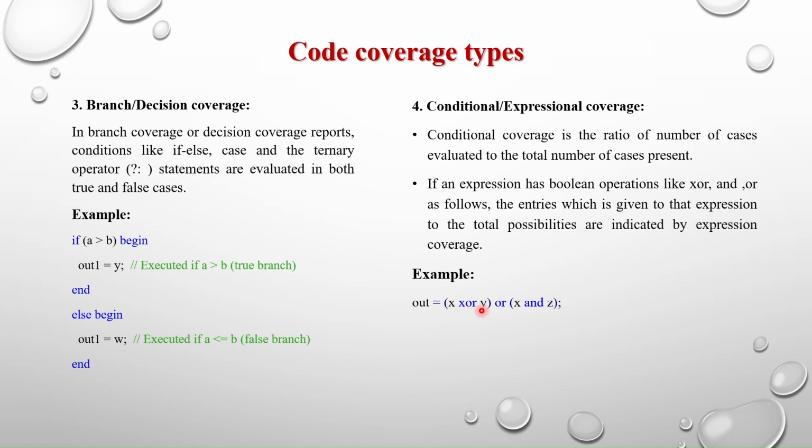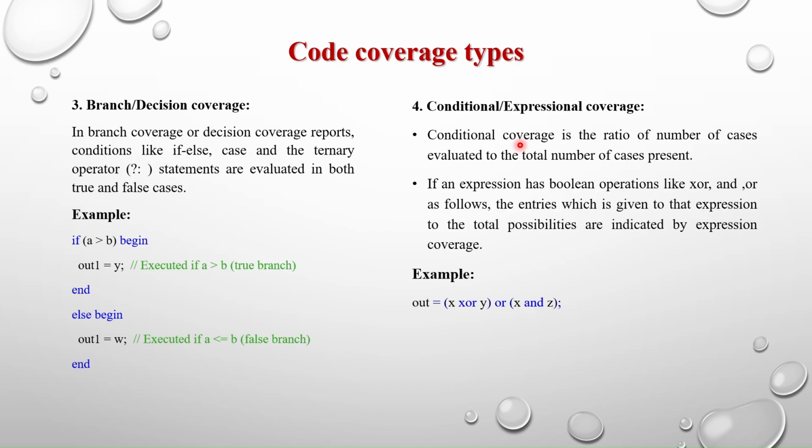Here X XOR Y, that means these are two variables, 2 to the power 2, four conditions we have: 1 1, 1 0, 0 1, 0 0. So four states we have, and here also two variables, again four states, and again OR we have. So these are all two variables. So in total, 4 into 3, 12 cases we have.